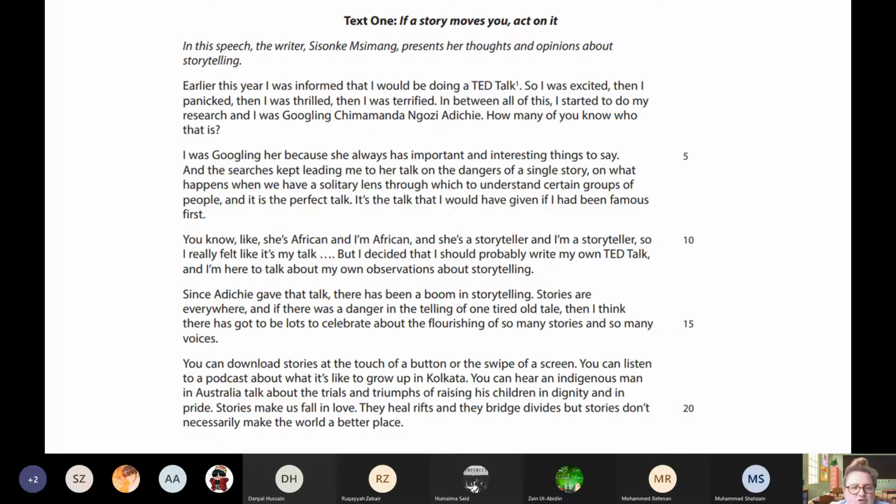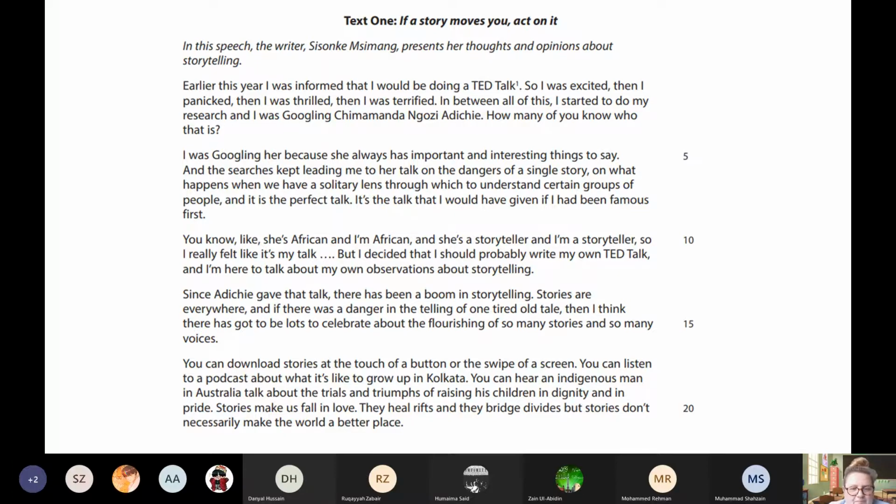Since Adichie gave their talk, there has been a boom in storytelling. Stories are everywhere, and if there was a danger in the telling of one tired old tale, then I think there's got to be lots to celebrate about the flourishing of so many stories and so many voices. You can download stories at the touch of a button or the swipe of a screen. You can listen to a podcast about what it's like to grow up in Kolkata. You can hear an Indigenous man in Australia talk about the trials and triumphs of raising children in dignity and in pride. Stories make us fall in love.